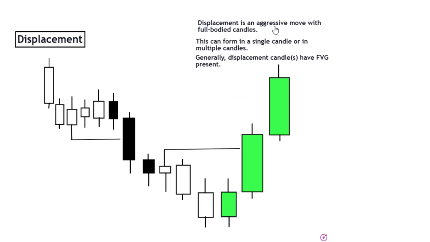So what exactly is a displacement? In simplified terms, a displacement is an aggressive move with a full-bodied candle. It can also form in a single candle or in multiple candles, and generally the displacement candles have a fair value gap present in them.